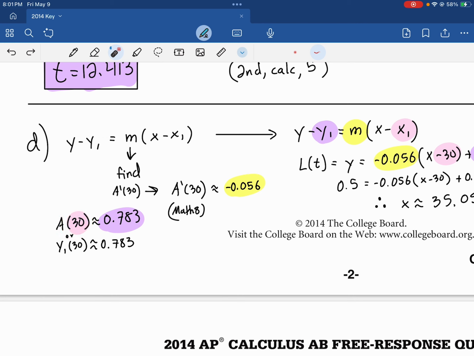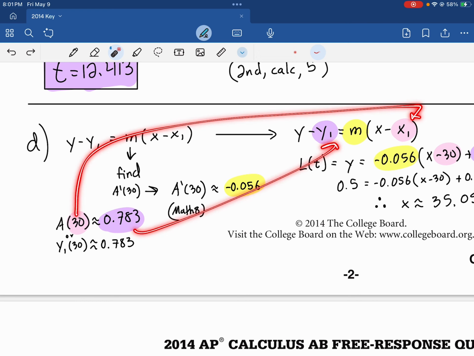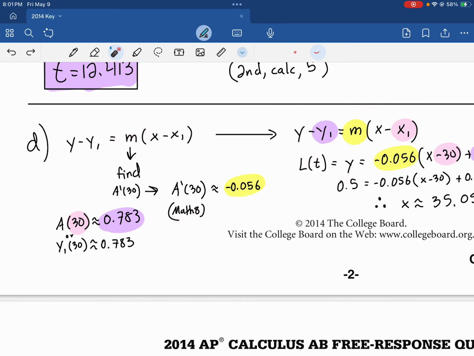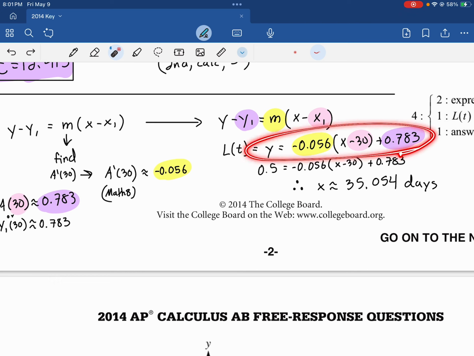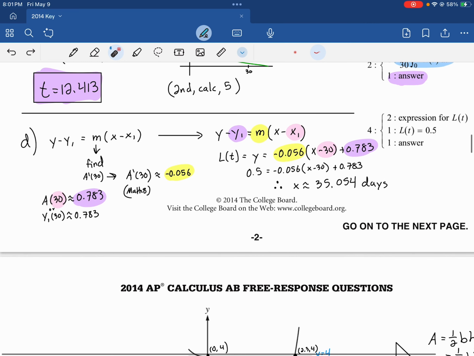So I can plug in my x value and my y value and my slope. And if you solve for y, you can write this as L of t if you'd like. You have an equation that can be used to predict what happens after that 30th day. I want the amount of grass to be 0.5. And with a bit of algebra, you can solve for x to be about 35 days after this decomposing process. 2 points for your expression L of t.